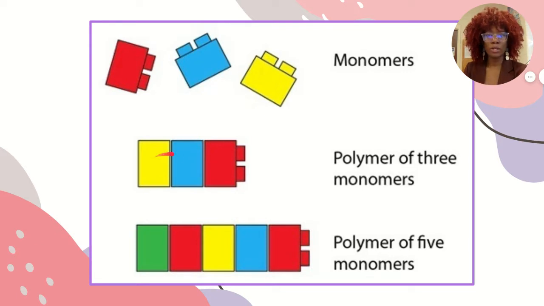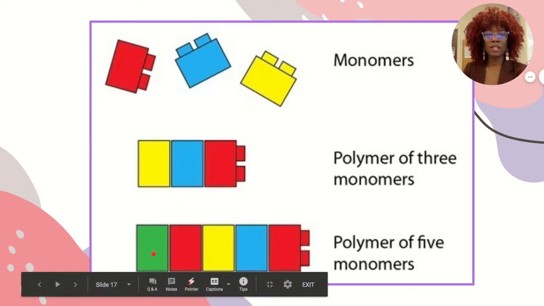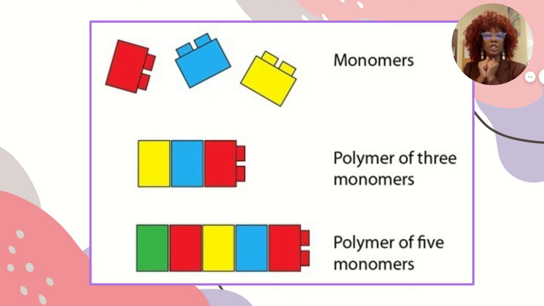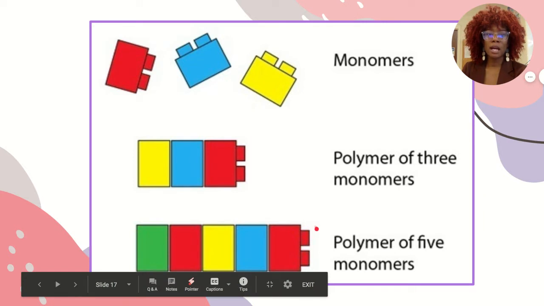Okay, this is 1, 2, 3. Now I have a polymer that's made up of 5 monomers. So polymer means many of them stuck together, while the monomers are going to be one piece. Okay, another way that we can think about this is that if we look at the polymer and I ask you, what is the monomer of this?